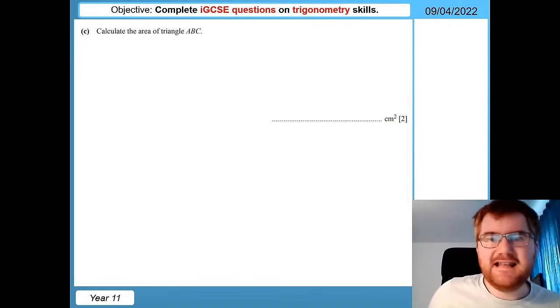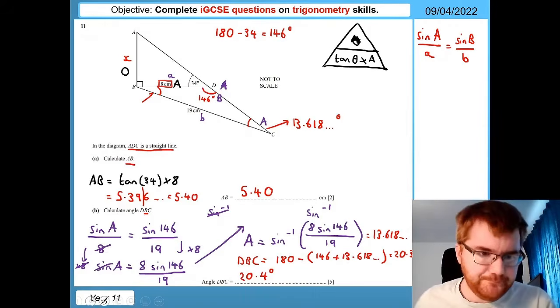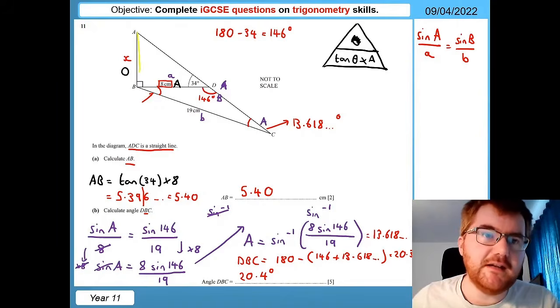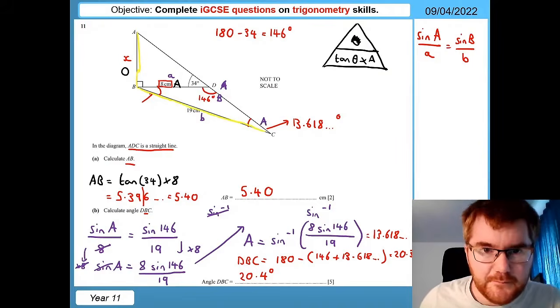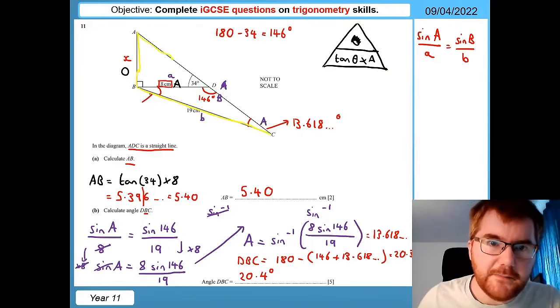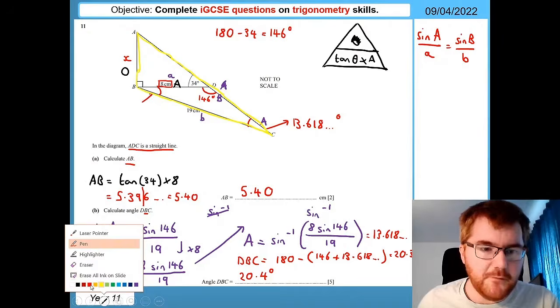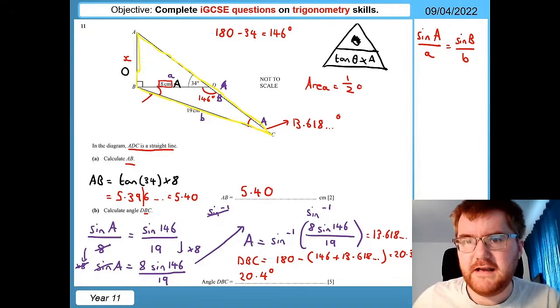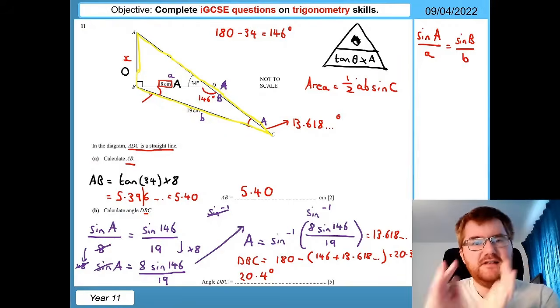So now we need to calculate the area of triangle ABC. Now just keep in mind here that the triangle ABC, so if I do this in a different color, let's do some yellow, is the entire triangle that we see in front of us. So it's this part, and this part here. So we try and find the whole triangle together. Now the easiest way of doing this is to use that formula from the formula sheet that we haven't mentioned yet. So the area is equal to a half ab sine C, where a and b are two sides and the C angle is in the middle.